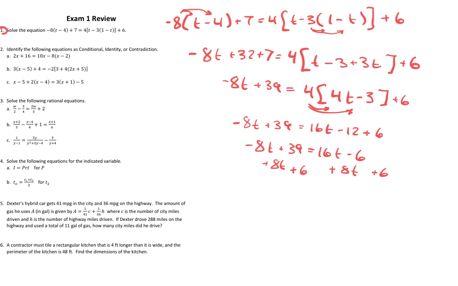So we wind up with 45 equals 24t. Then we can divide both sides by 24. We wind up with t equals 45 over 24. So from here, we can work on simplifying this fraction down. So both of these have a 3 in common. So this is 3 times 15 over 3 times 8. So then we can cancel out those 3's, and we just get t equals 15 over 8.